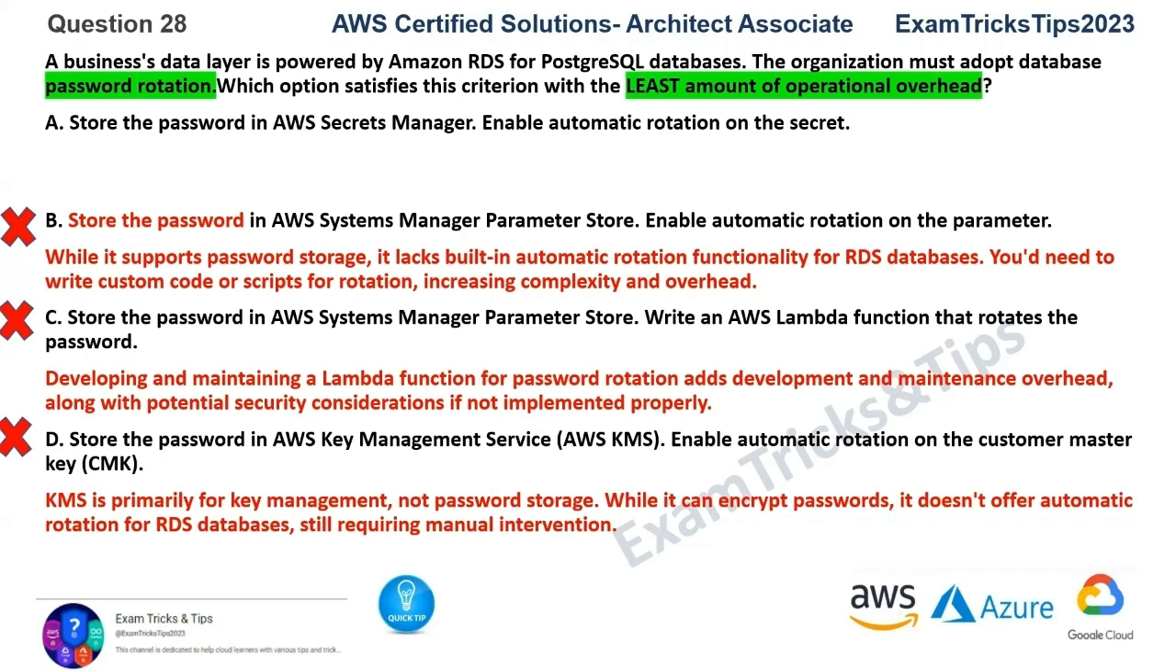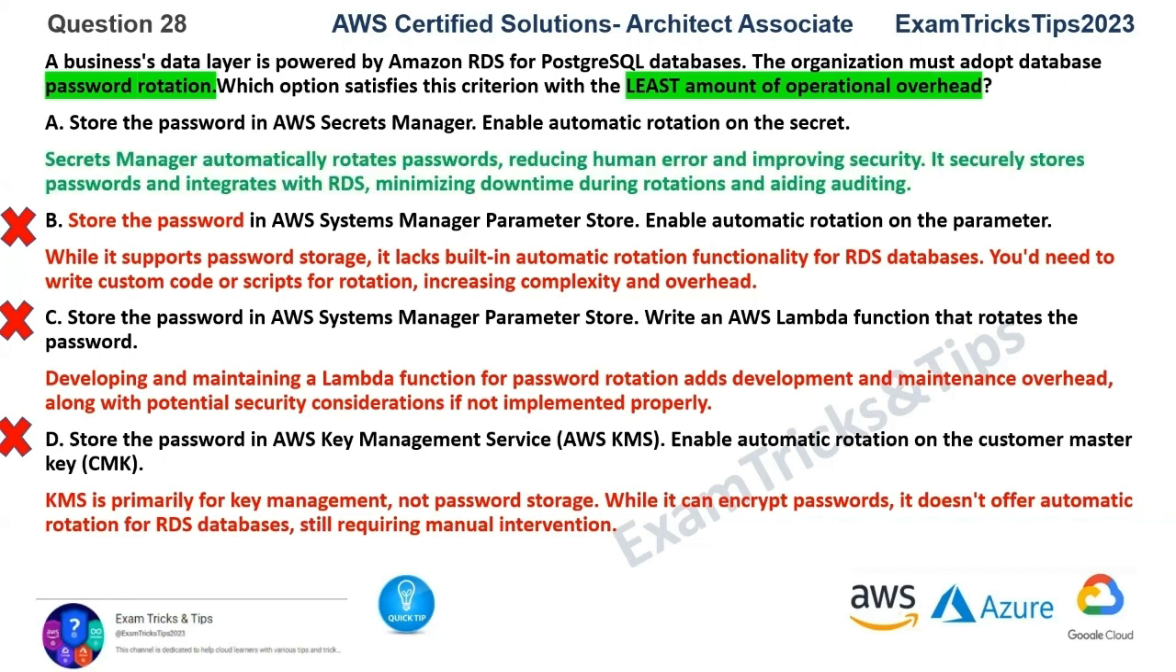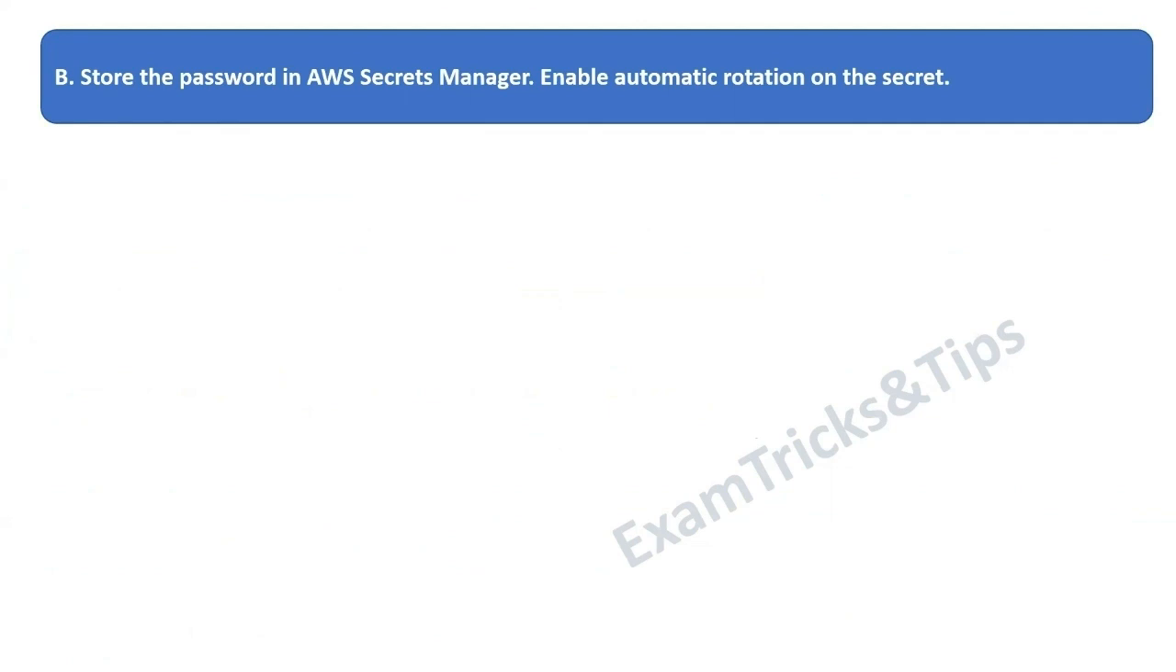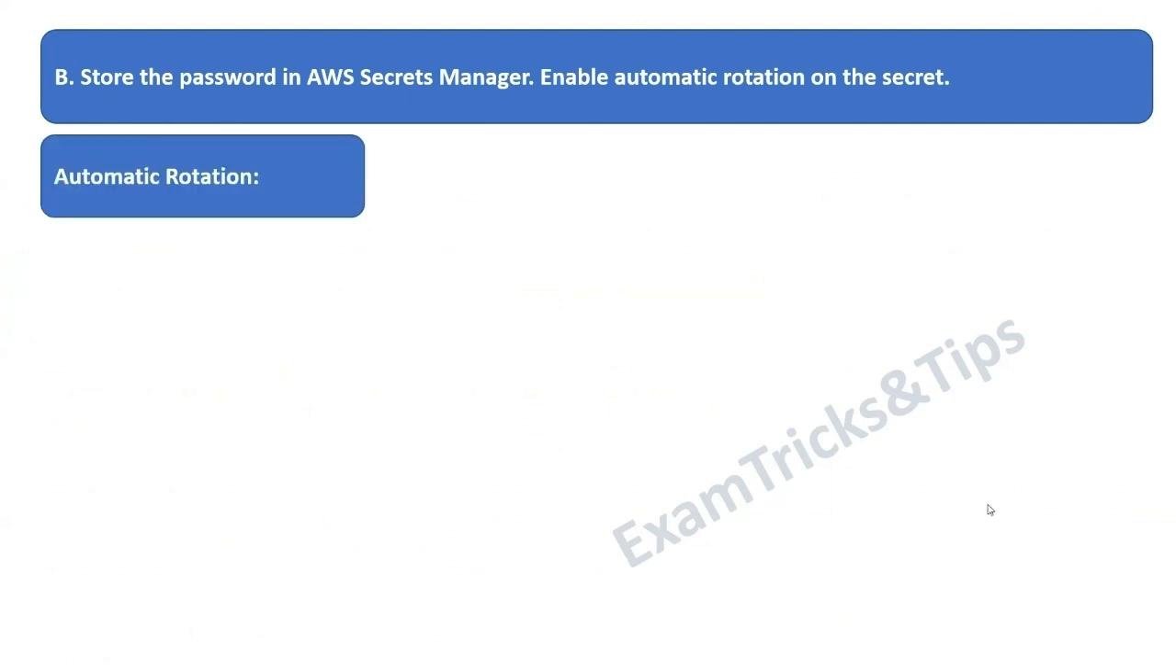The correct answer for this is AWS Secret Manager, and you have to enable automatic rotation on for the secret. So that will do automatic rotation, and this is your correct option. I have listed here all the features of this option. So as we have seen, it does automatic rotation. Secret Manager takes care of rotating the password on schedule. It eliminates the manual task and obviously any risk of human error because everything is automatic.